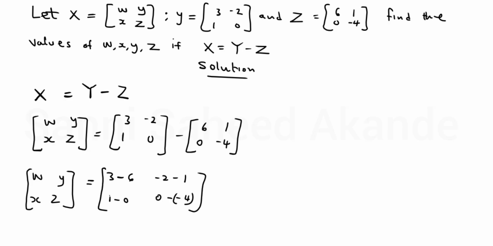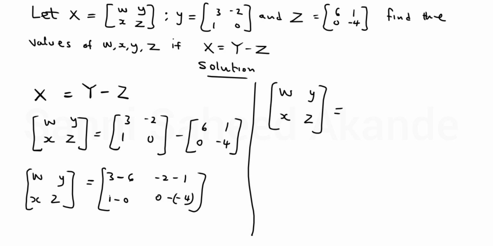So coming here, we have w, y, x, and z, okay, to be equal to 3 minus 6, that is minus 3, minus 2 minus 1 will give us minus 3. 1 minus 0 is 1. 0 minus minus 4, minus times minus will give us plus, then 0 plus 4 will still give you 4. Understood?